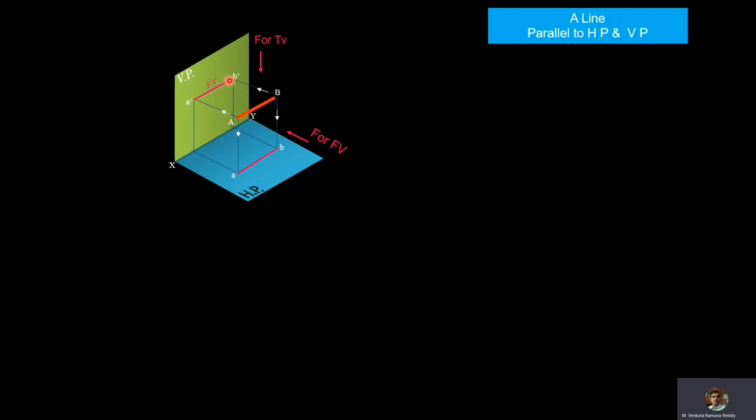In top view, you will see the distance of the line from the vertical plane. In front view, you will see the distance of the line from the horizontal plane. Then rotate the horizontal plane 90 degrees clockwise so that this top view comes below the reference line and the front view is above the reference line.